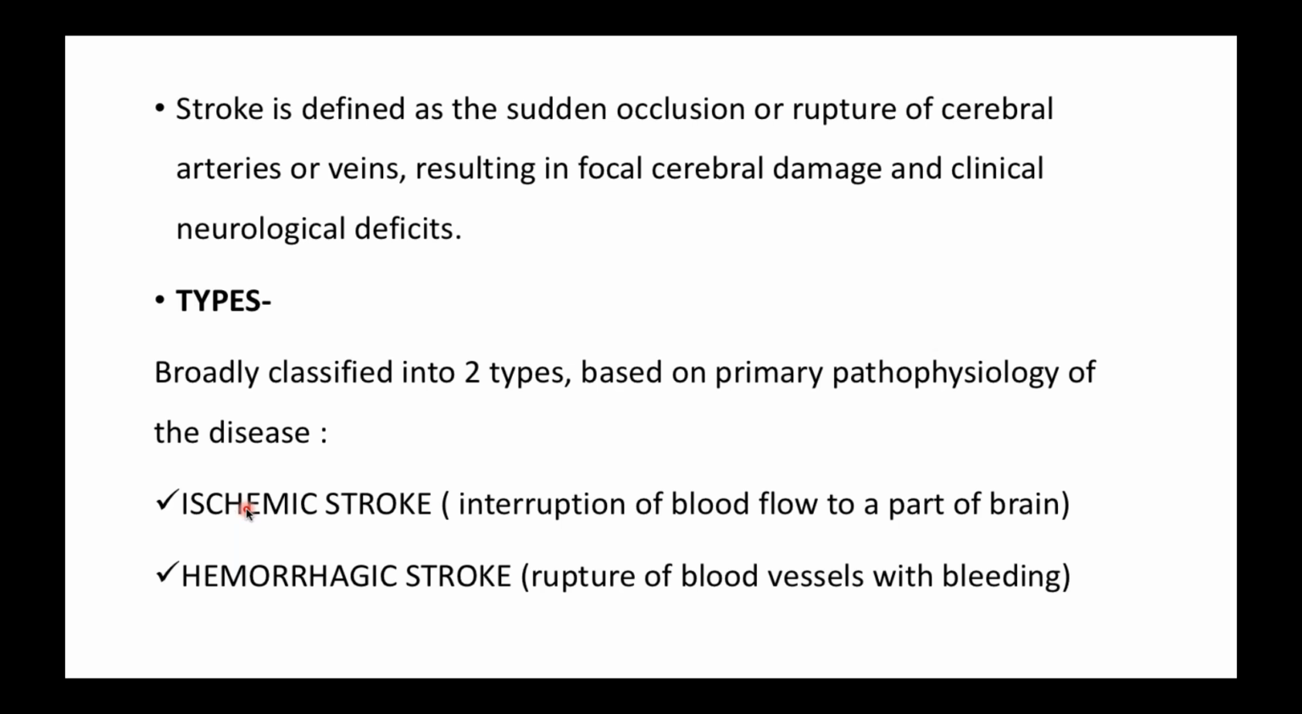Please remember that these are not two distinct entities. Ischemic stroke can convert into hemorrhagic stroke, as well as hemorrhagic stroke, due to the pressure from the blood, can lead to ischemic stroke also. They are not two different entities altogether; they can develop into the different type of stroke also. Please remember that, although for the simplicity of it and for understanding it properly, we'll be dealing with them separately. Any questions till now?